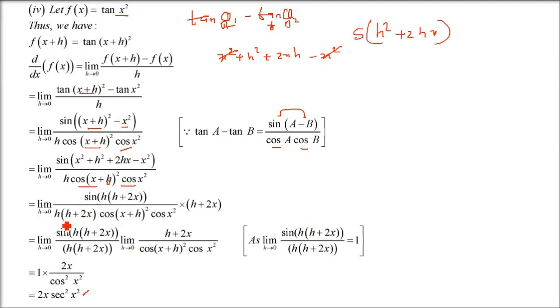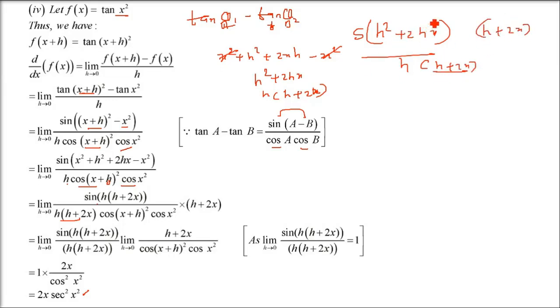So we have sine of h square plus 2hx, and we have a denominator h. So how to do this? Let us write this h square plus 2hx first. As h you can take common: h times (h plus 2x). Now, we already have an h in the denominator. We just need h plus 2x, so multiply h plus 2x in the numerator and denominator both.